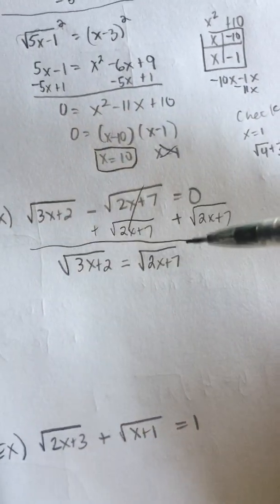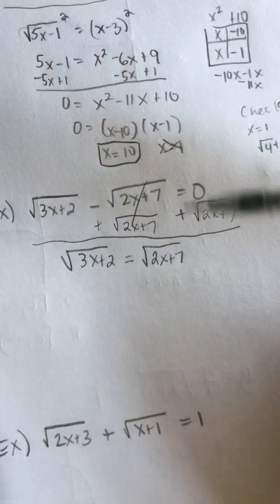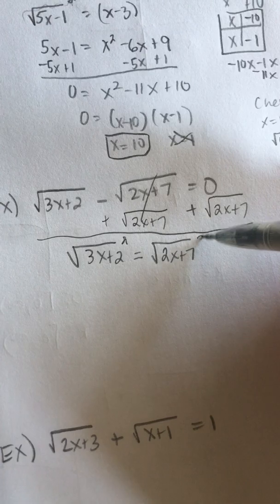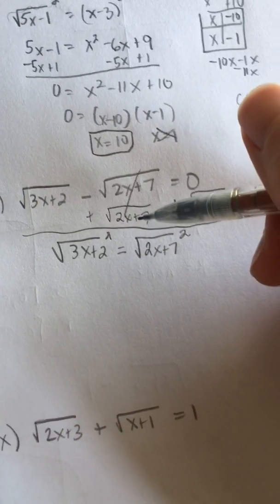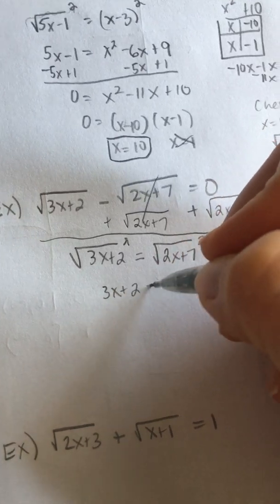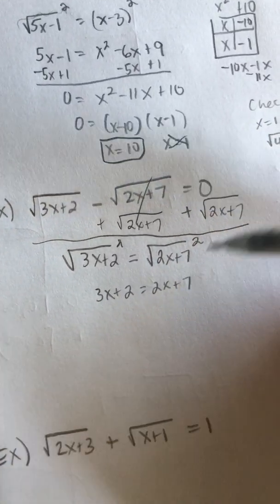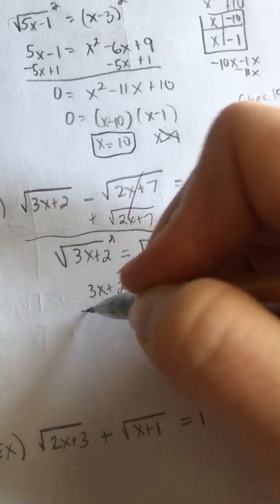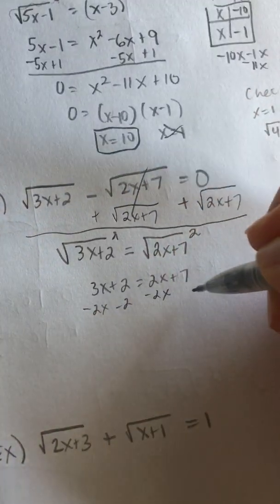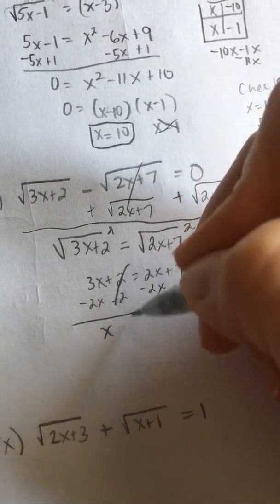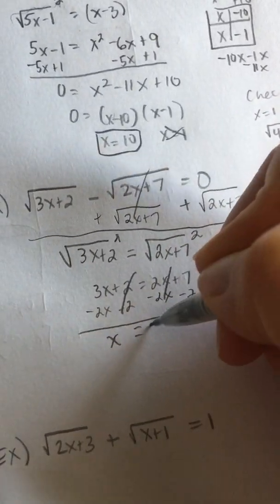So when we have a root equal to a root, it doesn't really matter which one you focus on. They're both isolated. We're ready to do our power, raised to the power, which makes the root cancel, leaving me with 3x plus 2 and 2x plus 7. Then I have created a linear equation. So I solve my linear equation and get x equals 5.